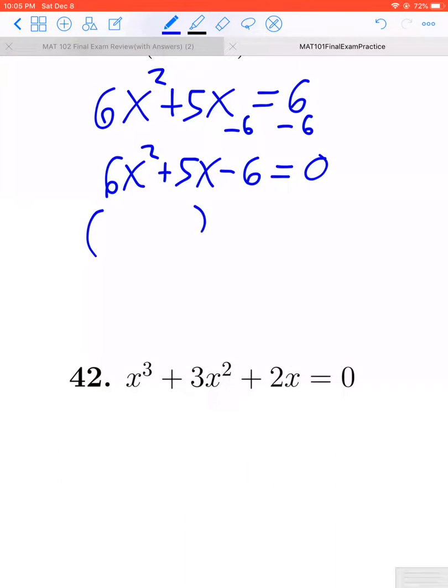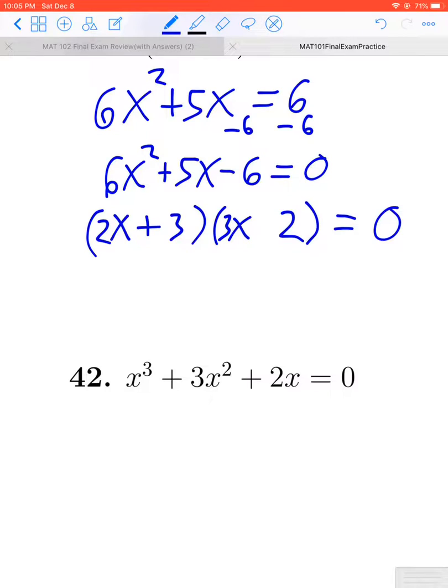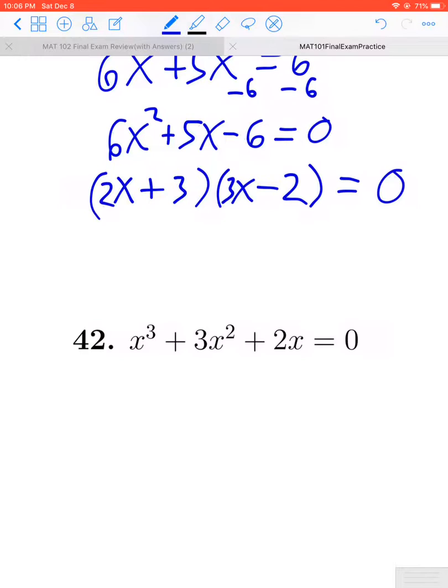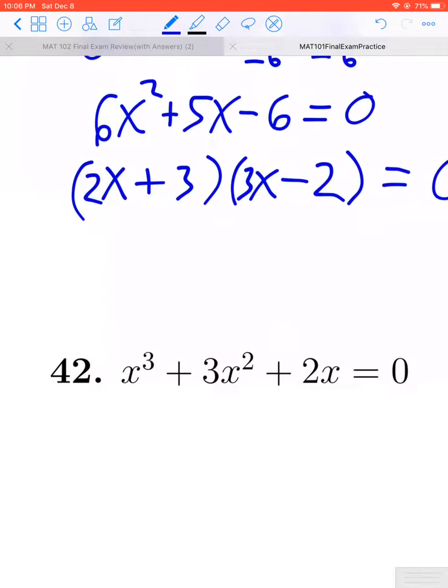This left-hand side will factor. Again, think AC method. It's going to factor as a 2x and a 3x, a 3 and a 2, a positive and a negative. So it's 2x plus 3 times 3x minus 2. Again, I skipped kind of the work involved in that, but that'd be one of your AC methods.